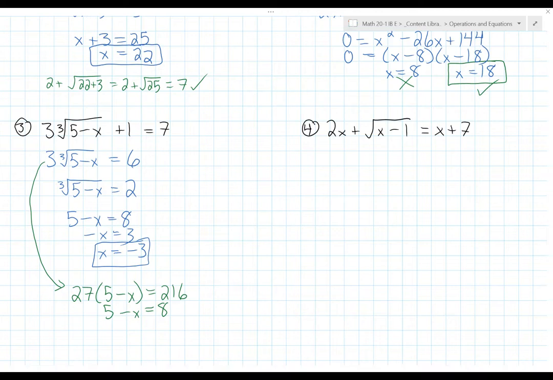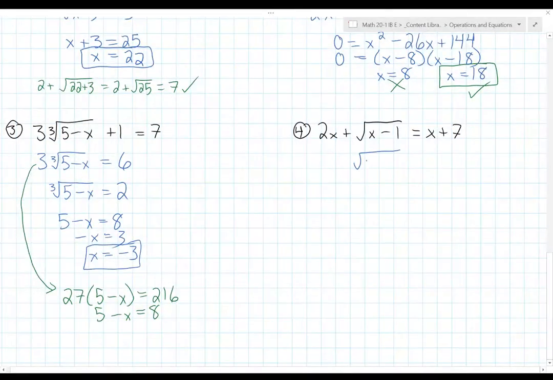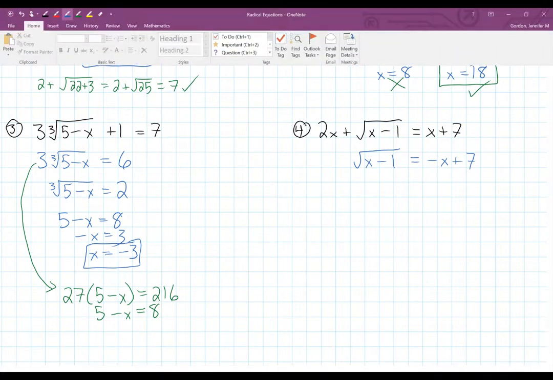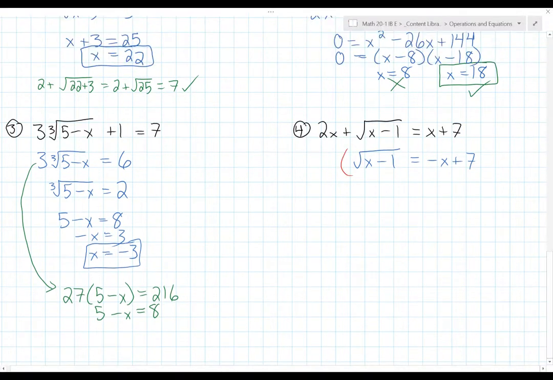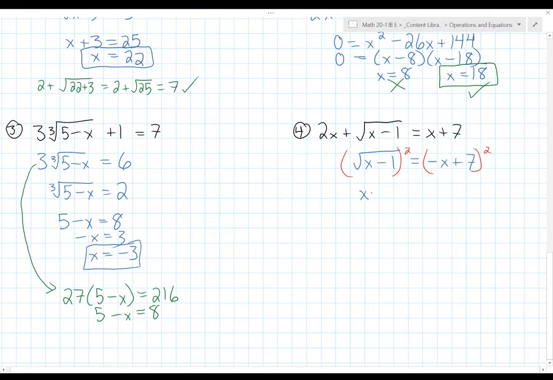Question number 4, we're back to a square root. So we're going to isolate the radical, which means I have the square root of x minus 1 equals negative x plus 7. Again, I have a binomial. I don't just have a number. So when I square both sides of the equation, I have to remember that I'm squaring that whole binomial, which involves distribution. So I have x minus 1 equals x squared minus 14x plus 49.